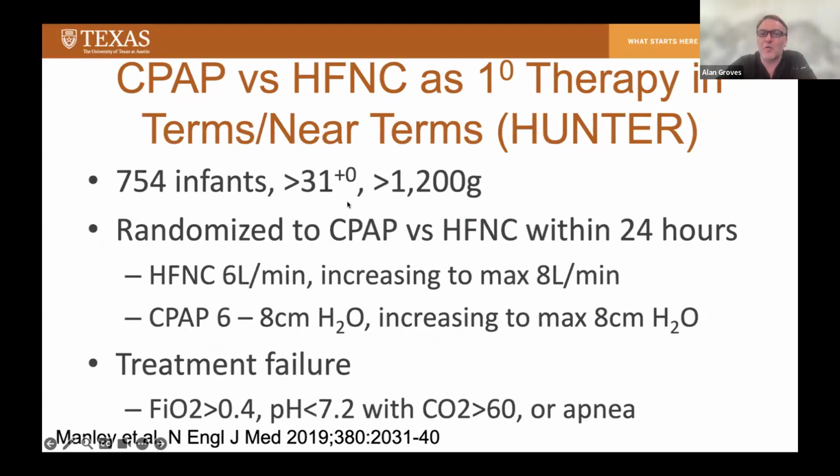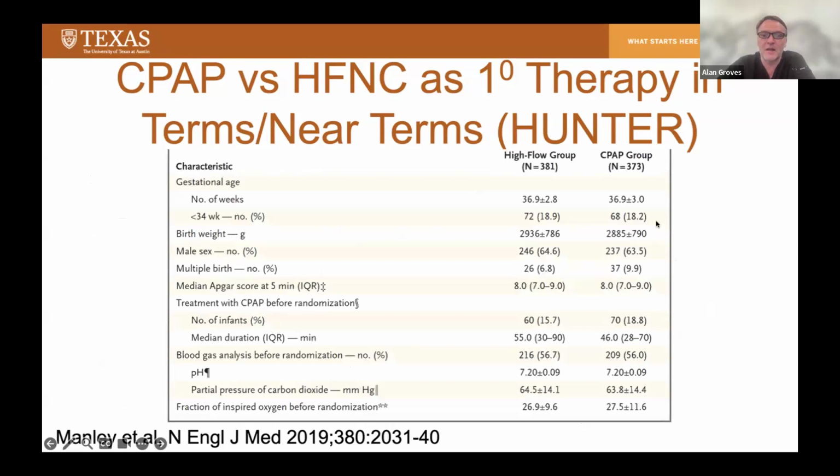So you needed to be more than 31 weeks to get into the Hunter trial, slightly bigger study. You had to be over 1,200 grams too. But again, randomizing in the first 24 hours to CPAP or high flow, again, starting on high flow of 6, maximizing to 8, CPAP 6 to 8, maximizing to 8, and the same treatment failure criteria.